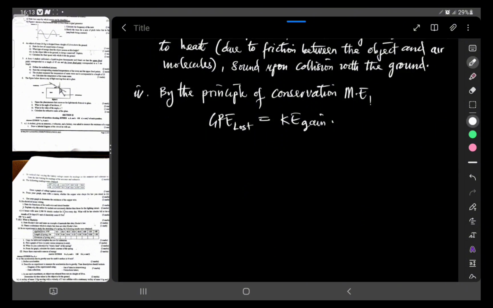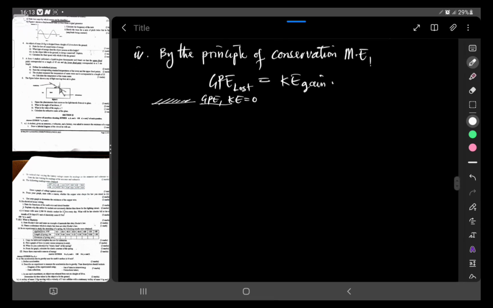Let's suppose that this object was at a certain height here. At this height, the object possesses gravitational potential energy, while its kinetic energy is equal to 0 since it is at rest. Now when falling, what happens? As it falls down to a certain height h given to us, this is the ground level. There is a loss in gravitational potential energy because as the ball is descending, there is a decrease in this height. So whenever there's a decrease in height, there's a loss in GPE.